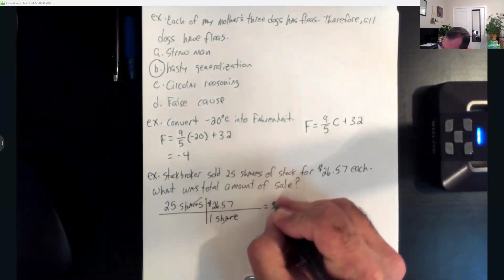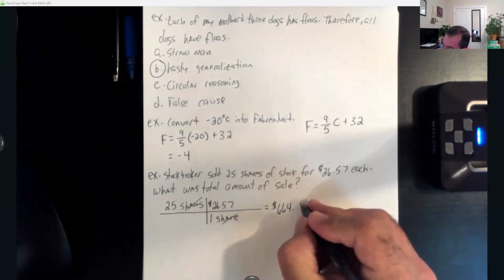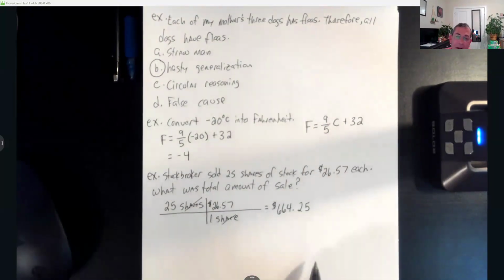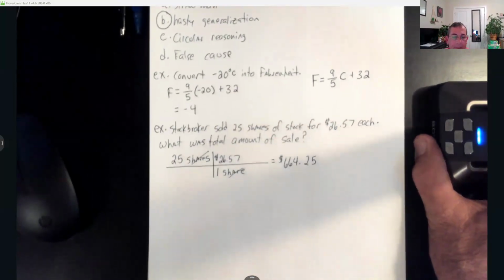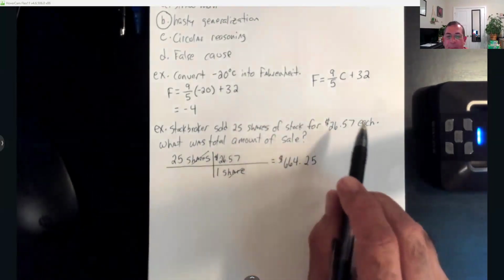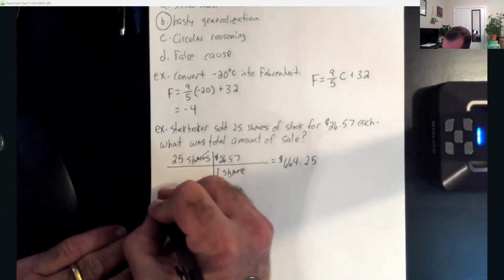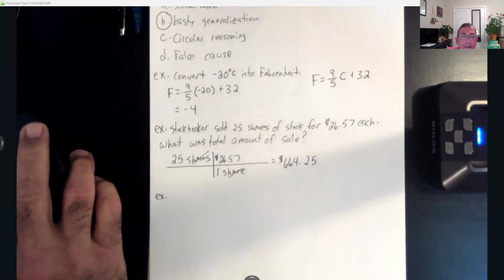That's going to give us 664.25. So we didn't even have to round, it ended up as 2 decimal places, okay? So the number of shares times the price of the shares gives us the total amount. All right, y'all, let's see what's next.